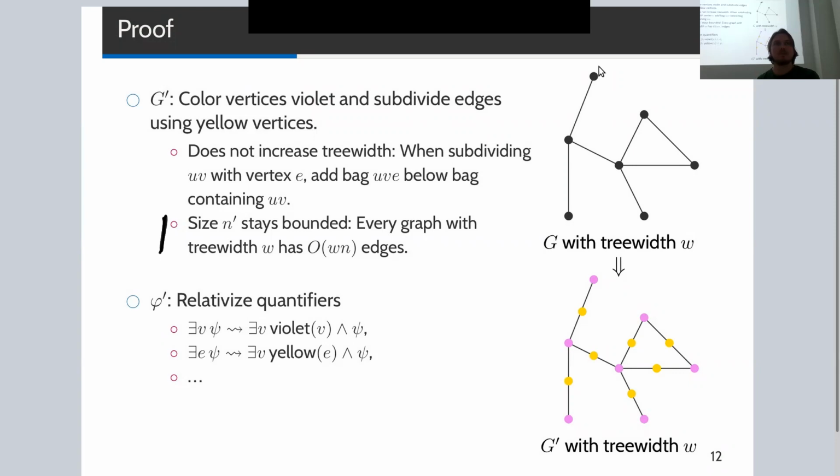This is a fundamental property of tree width: a graph with bounded tree width has a small number of edges. I think you have a tree decomposition of only n nodes, and each node only contains W squared edges. So you get the bound of W squared times n. Every bag can contain at most W squared edges, and with some tricks you can also get it down to linear.